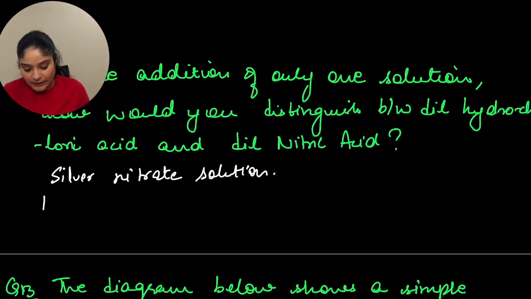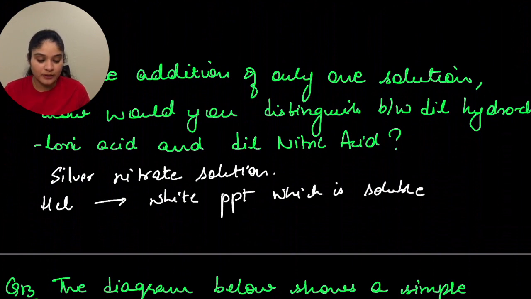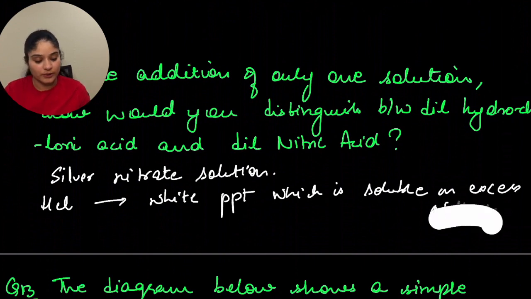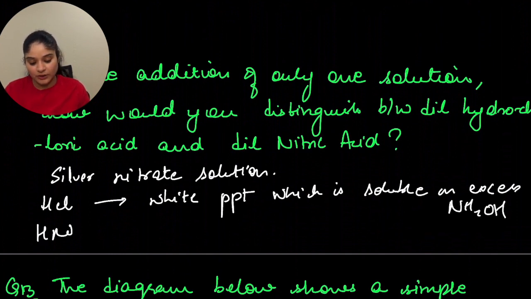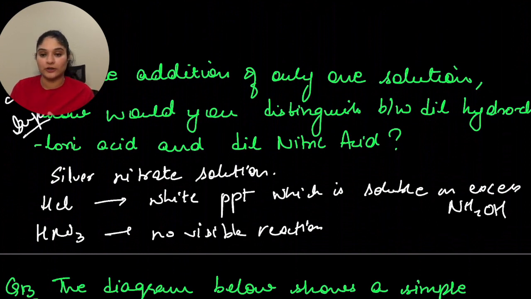Okay, so I'll just write that for you. With HCl, it gives a white precipitate which is soluble in excess NH4OH, ammonium hydroxide. Whereas with HNO3, no visible reaction. This is important. A lot of students forget to revise this portion, so make sure that you revise this area from the book or from the notes.